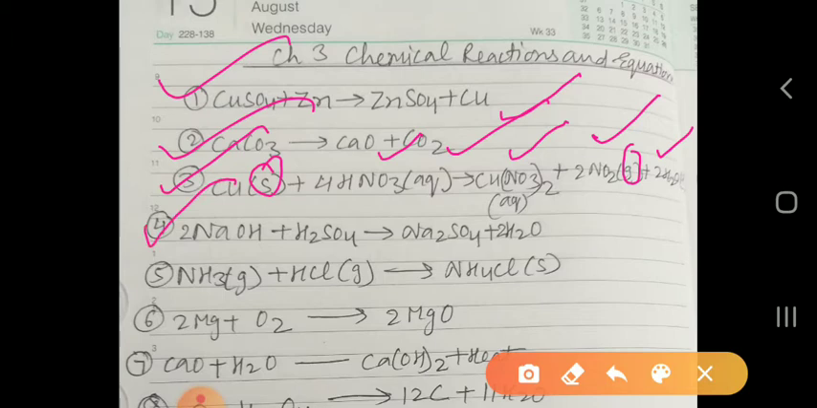Here 2NaOH plus H2SO4. NaOH means sodium hydroxide and H2SO4 means sulfuric acid. They react to form Na2SO4 plus 2H2O, that means sodium sulfate. So we can see here how SO4 is combining with the sodium. Now let us see the next reaction.